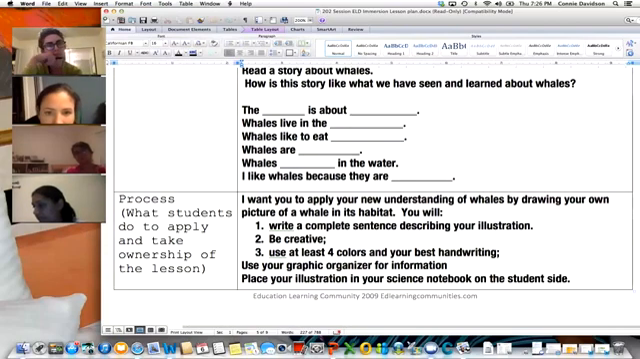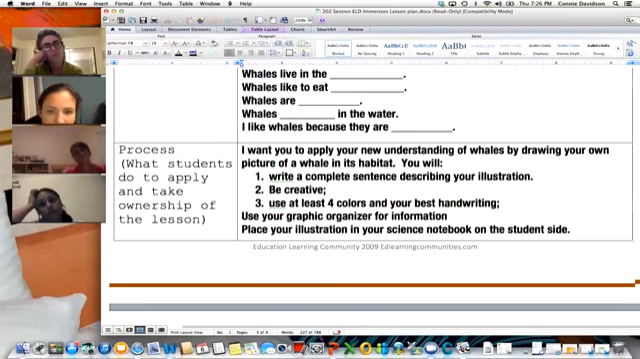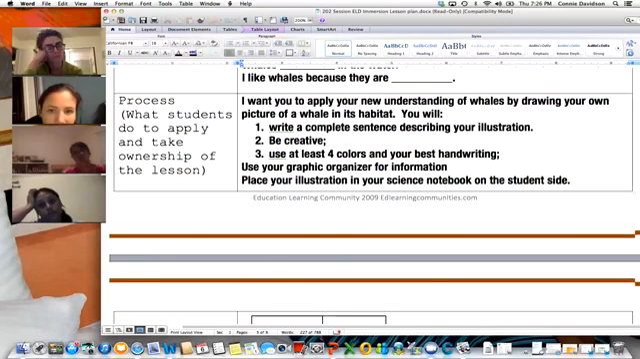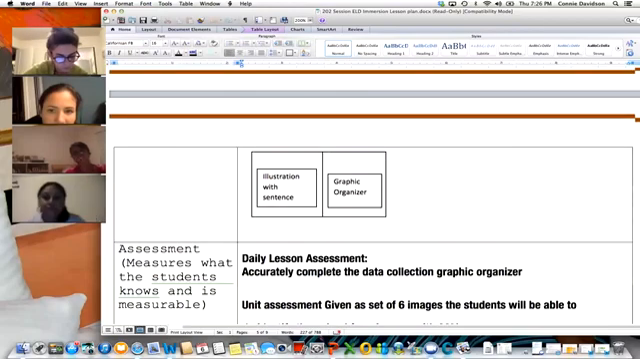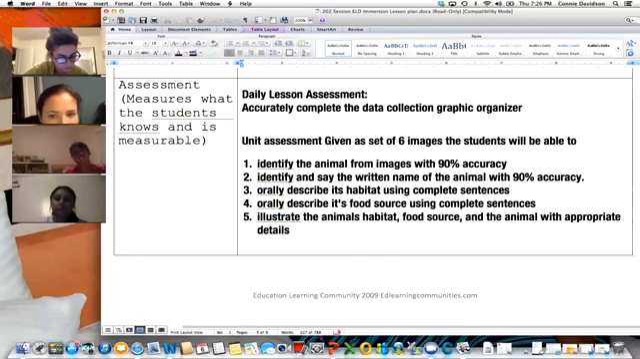Then these are the sentence frames. This story is about the whale lives in the, so that they're going to have the vocabulary, and this is going to help that student be able to communicate. And then finally, whatever the process is going to be, how I'm going to check that they were able to apply this information. And then they have the assessment.